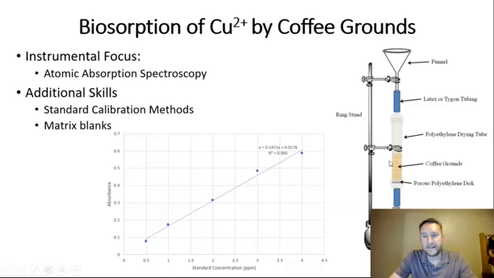And so what they did was to pack a drying tube with coffee grounds, pass the mock wastewater sample through those coffee grounds, collect the effluent, and then analyze the effluent for the copper ion concentration. And that was done by atomic absorption spectroscopy. So in this approach, they find the reduction of the ion content is almost 90% when you do this.